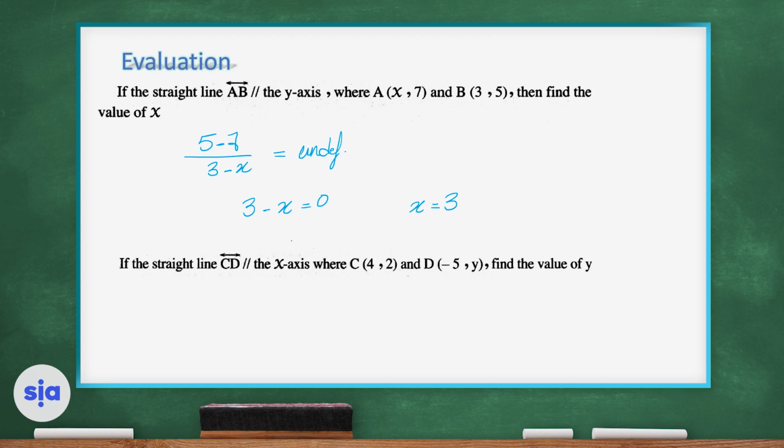In the second question, if the straight line CD is parallel to the x-axis, for sure we know that if a line is parallel to the x-axis, then the slope is 0. So the slope, which is (y minus 2) over (negative 5 minus 4), is equal to 0. Then y minus 2 is equal to 0. Then y is equal to 2.